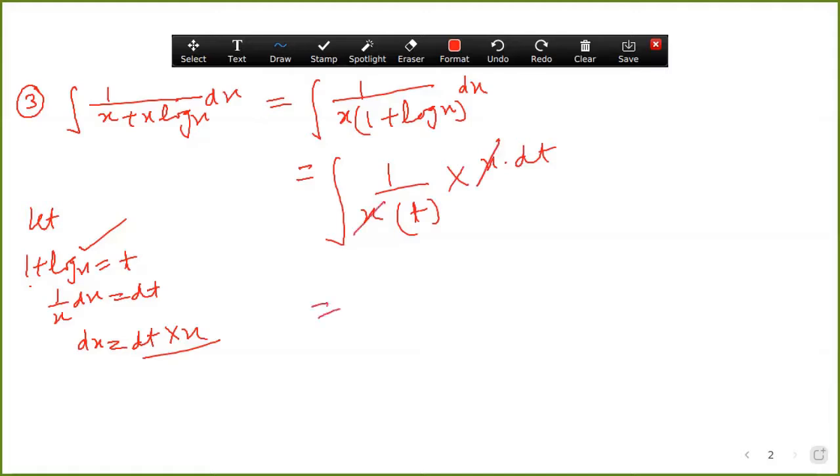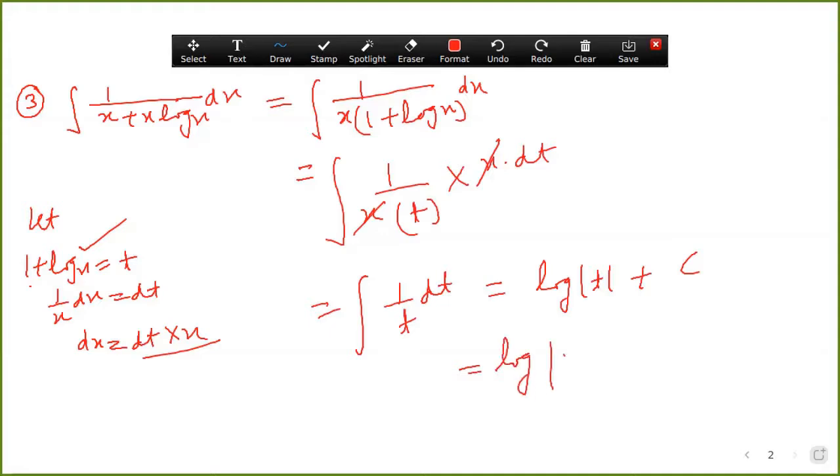Cancel the x. You are getting integration of 1 upon t dt. What is the integration of 1 upon t? That is log of mod t plus constant. Now put the value of t. What is t? That is 1 plus log x plus constant. This is the answer of question number 3rd.